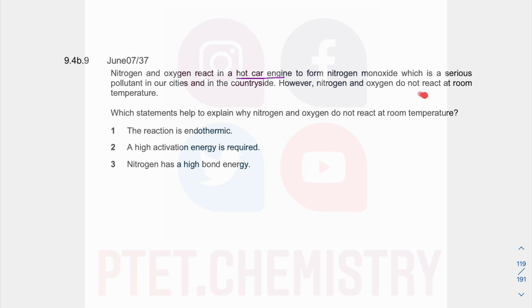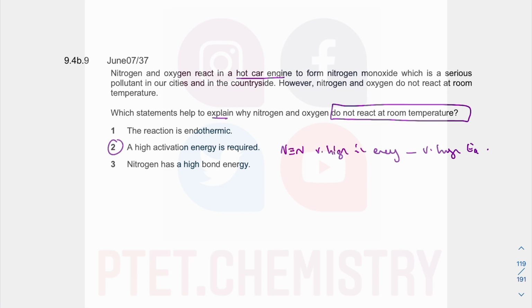Okay, but they do not react at room temperature. As I mentioned, the nitrogen-nitrogen triple bond is very high in energy, a very strong bond to be broken, with very high activation energy. Okay, so number 2 is definitely correct. The reaction is endothermic. So it said do not react at room temperature. Okay, so why does it help to explain it?